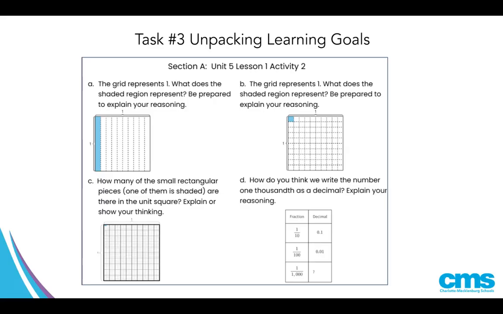Students need to understand that 1/10 is one of 10 equal parts to make a whole, 1/100th is one of 100 equal parts to make the whole, and 1/1000th is one of 1,000 equal parts to make the whole. Whether we are looking at the model, the fraction, or the decimal, we say the name the exact same way.